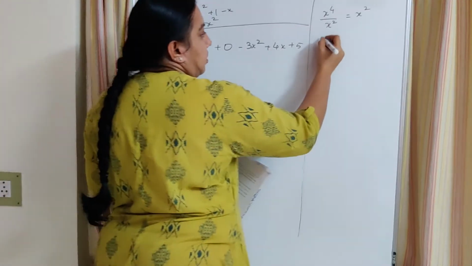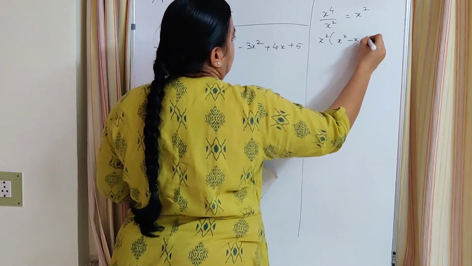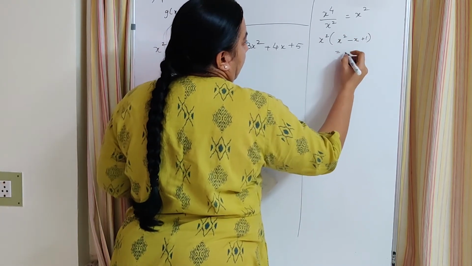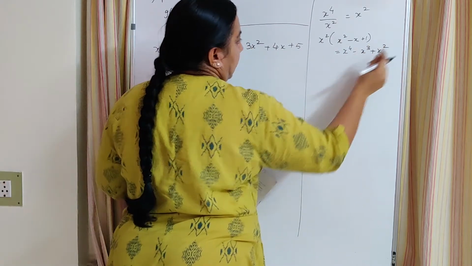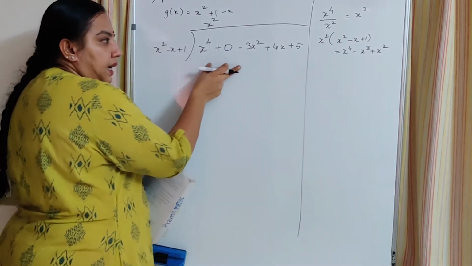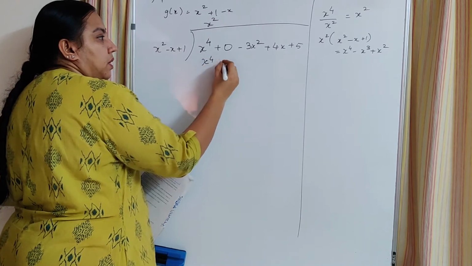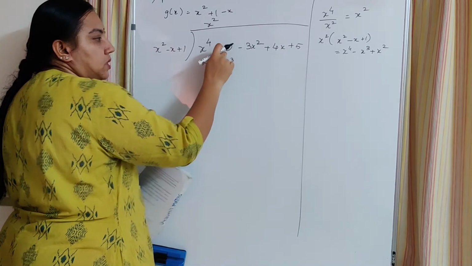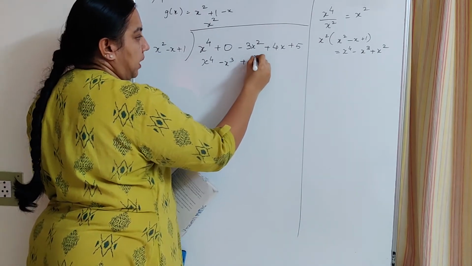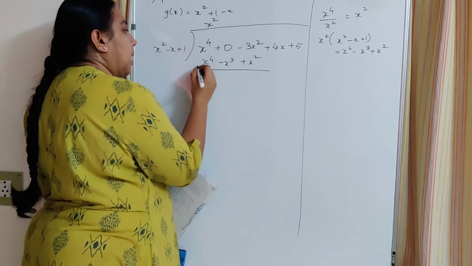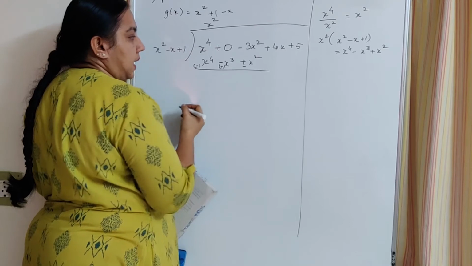Write it down, x square. Then x square into x square minus x plus 1. When I multiply it, I get x power 4 minus x cube plus x square. As I said again, take care writing the terms properly. Okay, x power 4 minus x cube. We introduce the 0 to write the cube term only. Then plus x square. We are subtracting, so I am changing the symbols.